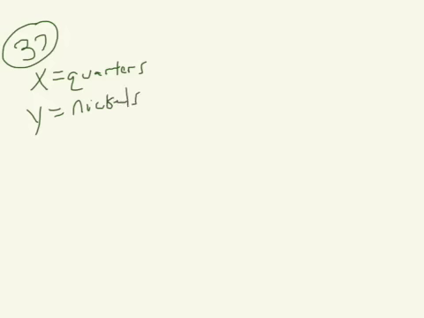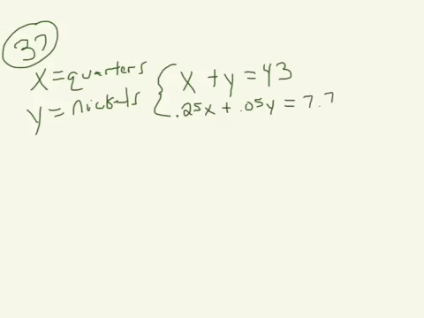Now the opening line says she has a total of 43 quarters and nickels in her purse. So the number of quarters she has plus the number of nickels she has equals 43. That's my first equation. Then it says that her change in her purse is worth $7.75. So that means the 25 cents for quarters plus the 5 cents for her nickels is going to equal $7.75. Now, we have the system set up.